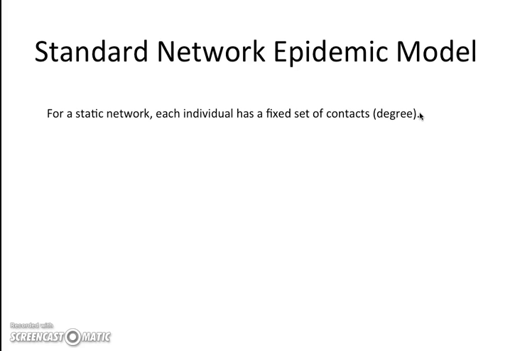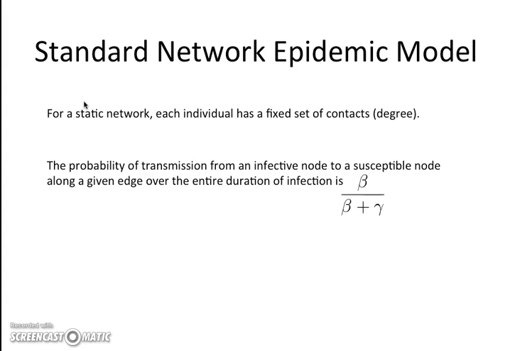So a very basic epidemic model for structured populations would be one in which the network is assumed to remain in the same shape throughout the time scale of the epidemic. And that is what is considered here: a static network, a graph that doesn't change its given configuration. So every node also has a fixed set of contacts, a fixed degree.